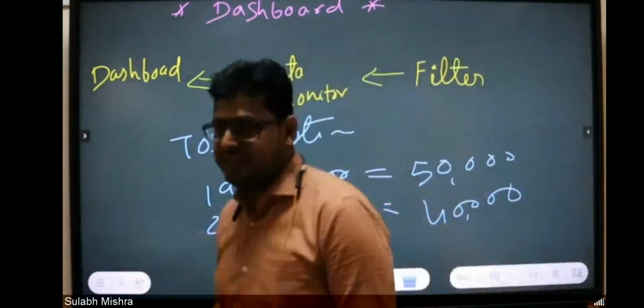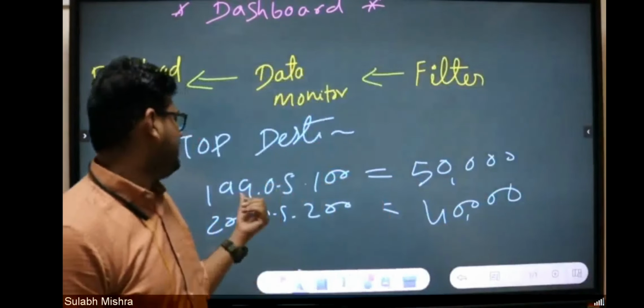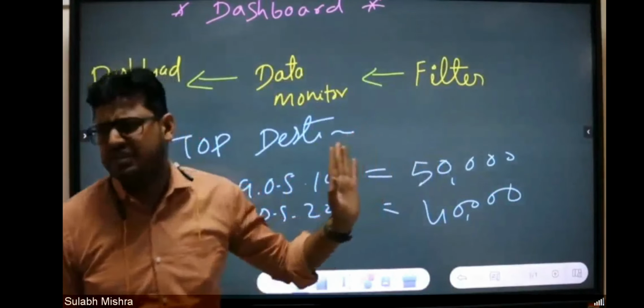So I have this kind of dashboard. I can just keep an eye. Okay, this IP, I usually see 50,000 connections, 50,000, 40,000.